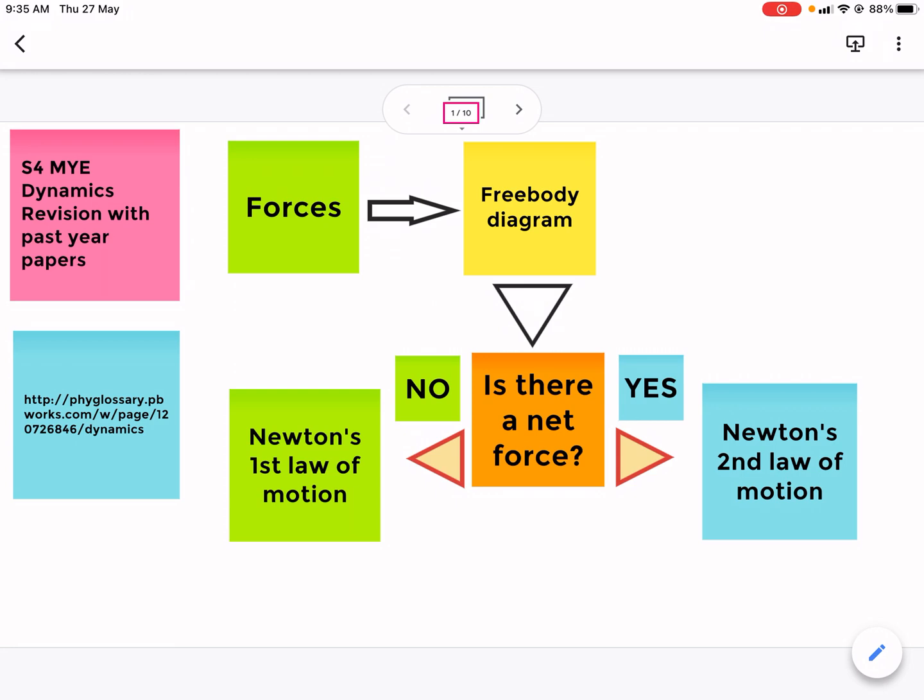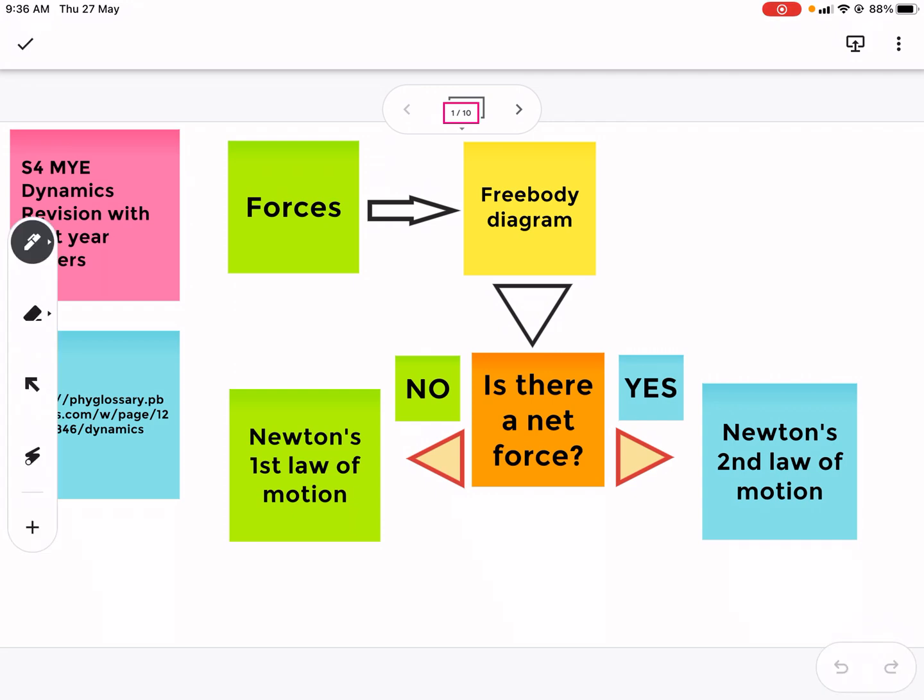Dynamics is about forces, and we want to understand what the forces acting on an object or system of objects are, and how these forces will affect the motion of these objects.